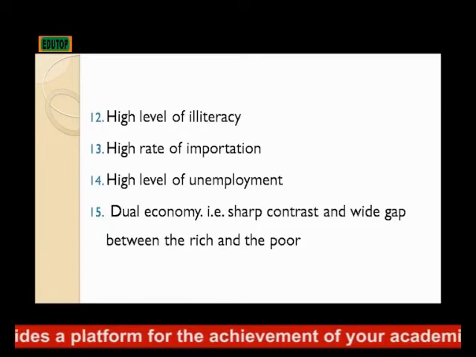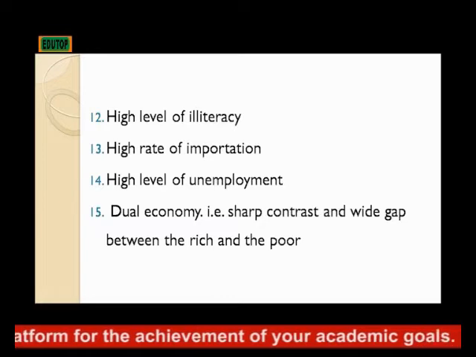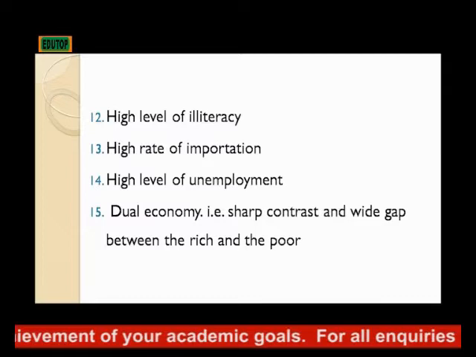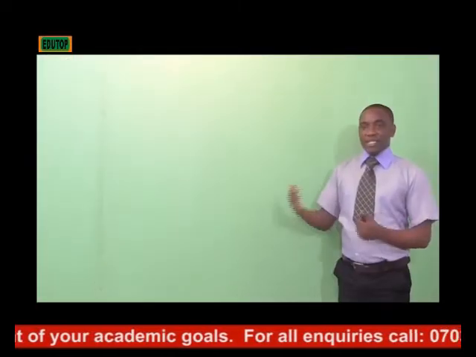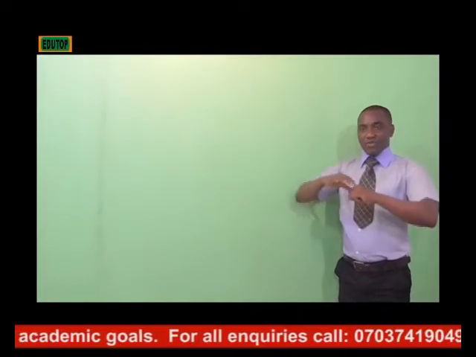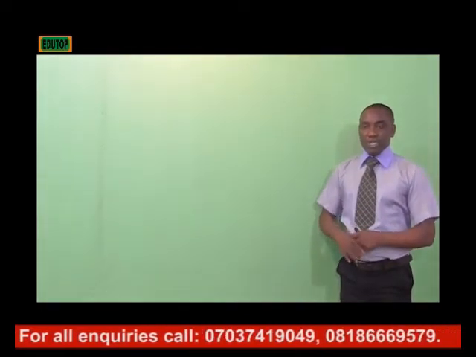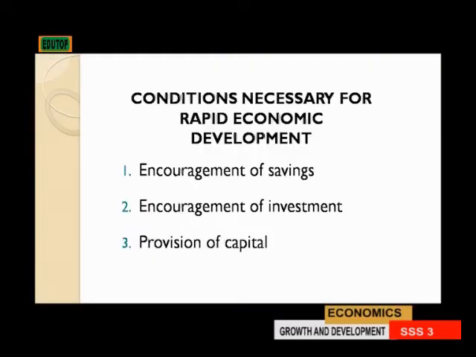And the last one, we talked about dual economy, that is sharp contrast and wide gap between the rich and the poor, whereby there is a sharp and wide gap between the two groups. Then we refer to such an economy as underdeveloped. What are the conditions necessary for rapid economic development? If you want an economy to develop at a rapid rate, what are the things that must be in place?